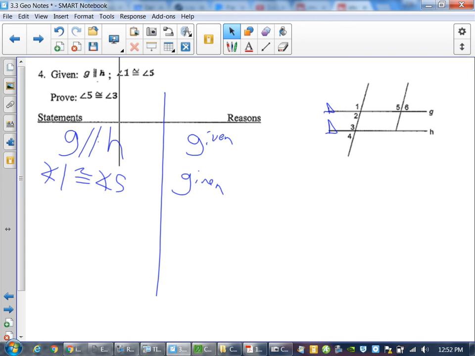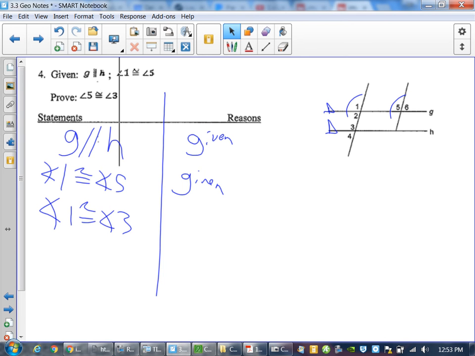So then I go to my diagram and I mark it. It wants me to say something about 5 and 3. So I've got to figure out a way to say that 5 and 3 are the same. Well, what else is the same as 3 in the diagram? 1. What's the reason? Corresponding angles, but how do you write the reason behind that? Better yet, how do you write that?